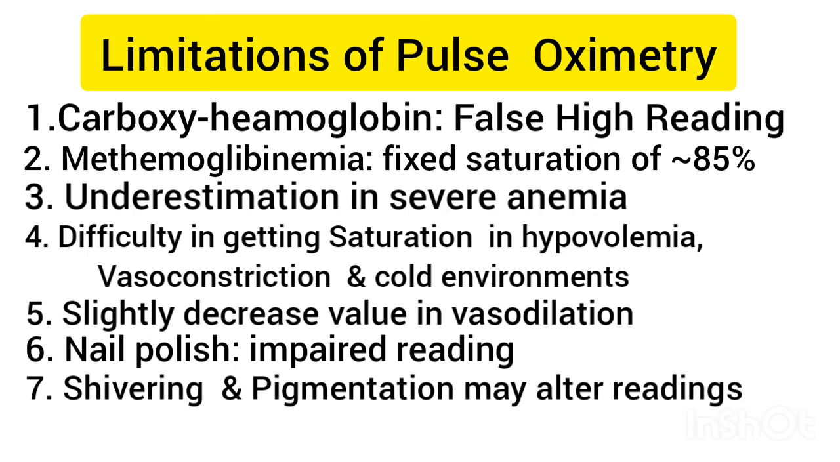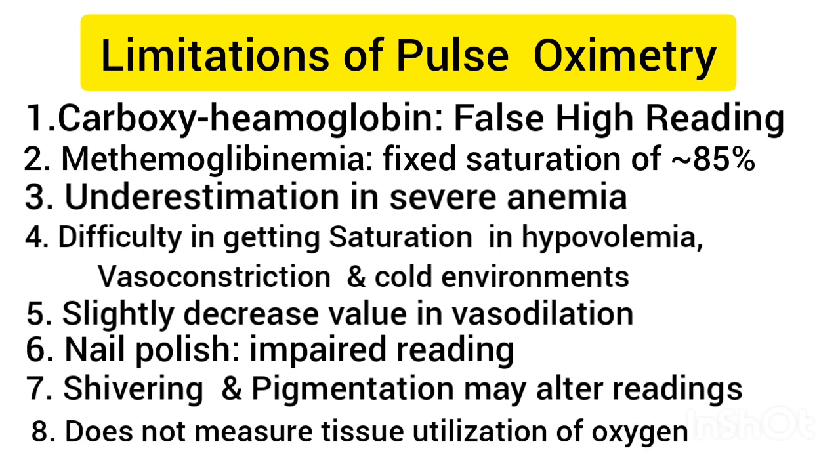Another major limitation of pulse oximetry is that the pulse oximeter only measures oxygen saturation of arterial blood but does not indicate tissue oxygenation, which is indicated by the mixed venous oxygen saturation.